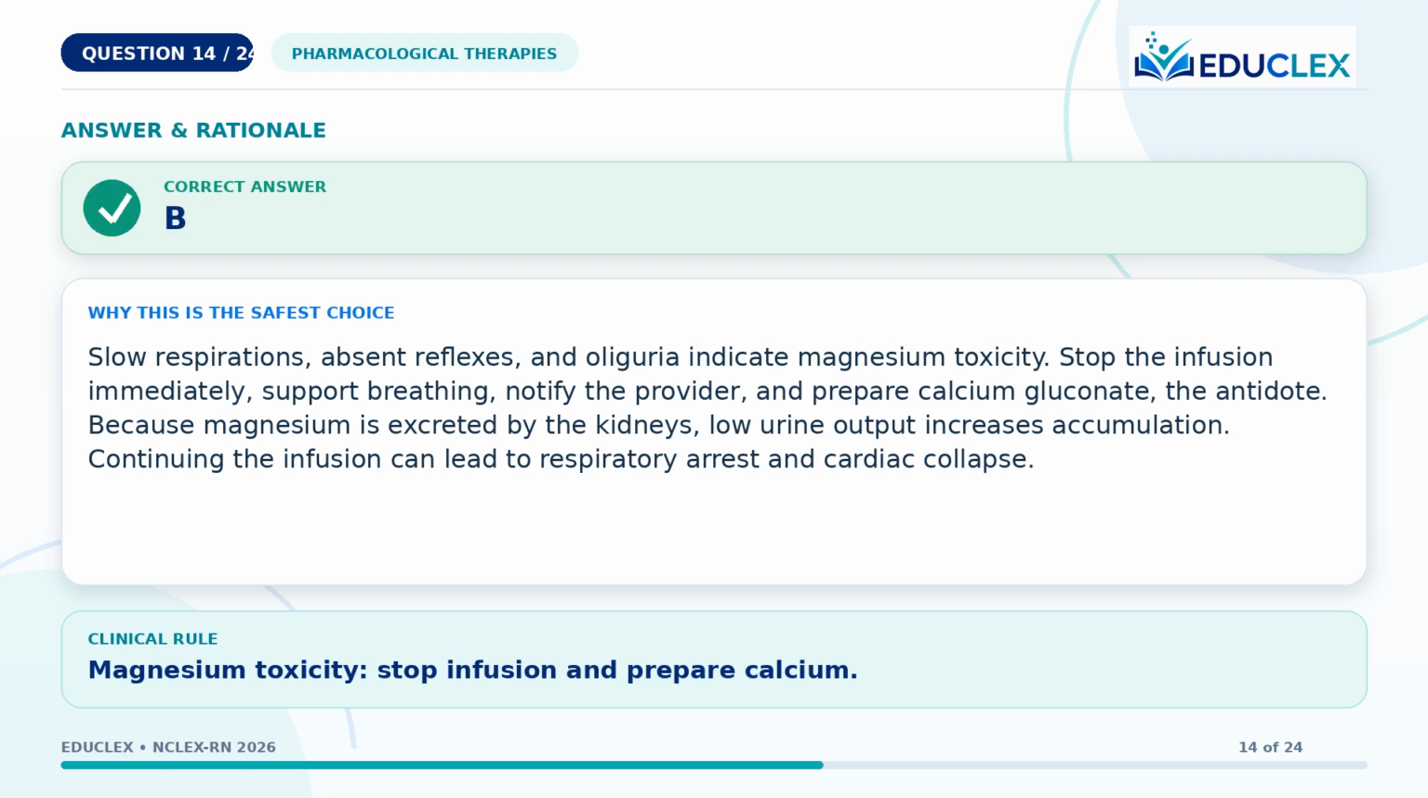The correct answer is B. Slow respirations, absent reflexes, and oliguria indicate magnesium toxicity. Stop the infusion immediately, support breathing, notify the provider, and prepare calcium gluconate, the antidote. Because magnesium is excreted by the kidneys, low urine output increases accumulation. Continuing the infusion can lead to respiratory arrest and cardiac collapse.